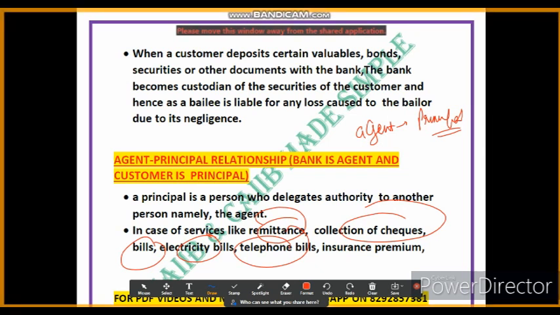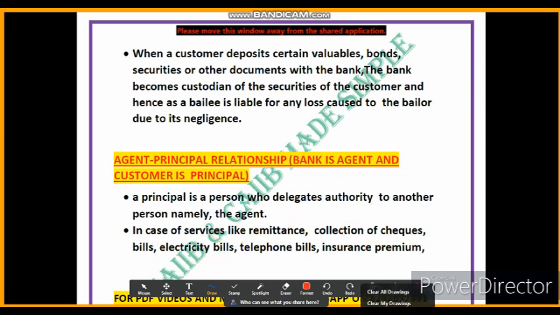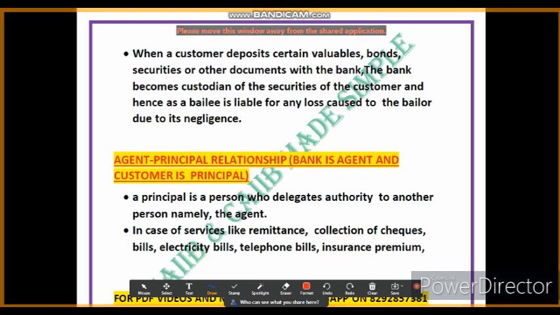So friends, let's summarize what has been explained in this slide. When a customer deposits valuables, bonds, securities or documents with the bank, what does the bank become? The bank becomes the custodian of those items and is responsible for any loss caused due to their negligence. So this is the first point we have discussed.